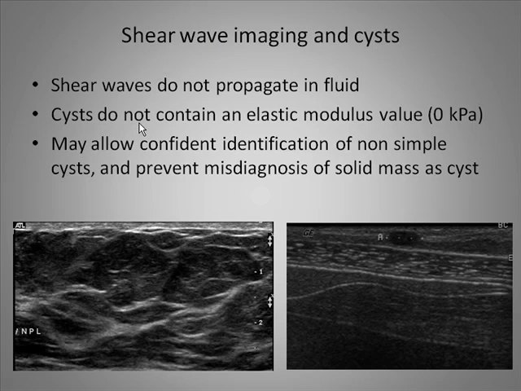And in shear wave imaging, fluid has an interesting characteristic in that it does not propagate shear waves at all. So fluid in an elastogram generated with shear wave imaging will have a kilopascal value of actually 0. It will be a signal void. Potentially this can allow confident identification of hypoechoic masses that are non-simple cysts and spare them from going to intervention.